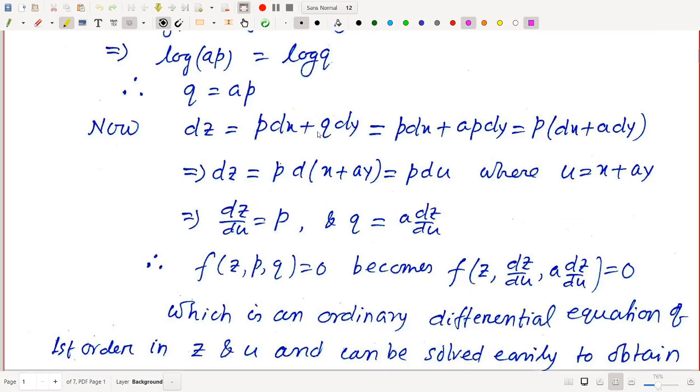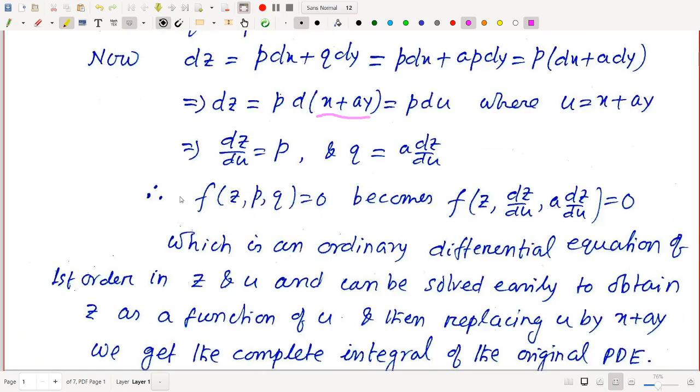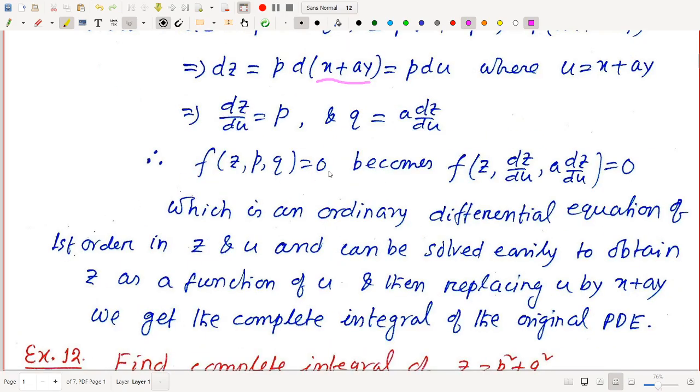Now dz is p dx plus q dy, that is, q value is ap, so p common, dx plus a dy, but dx plus a dy can be written as d of x plus ay, that is d of u, let us write, where u is x plus ay. So this line gives dz by du equal to p, and q equal to ap, means a dz by du. Therefore our PDE f of z comma p comma q equal to 0 becomes f of z comma dz by du comma a dz by du equal to 0.